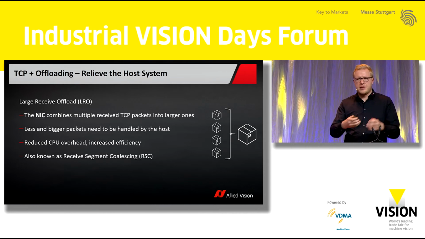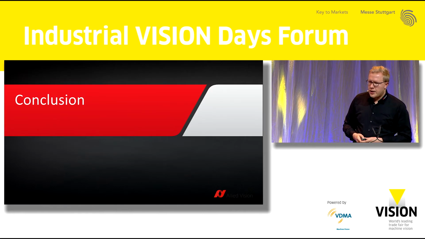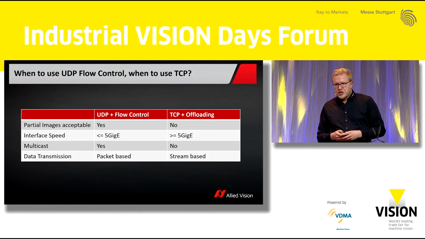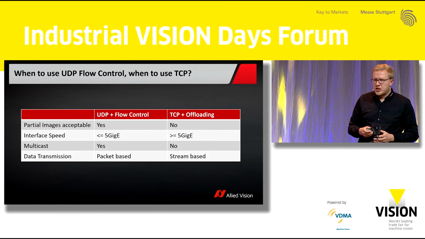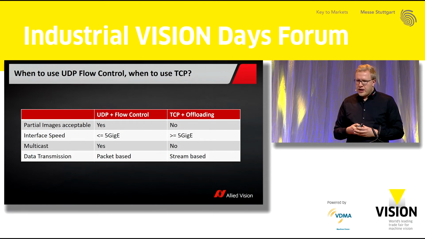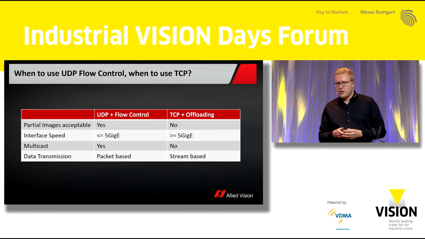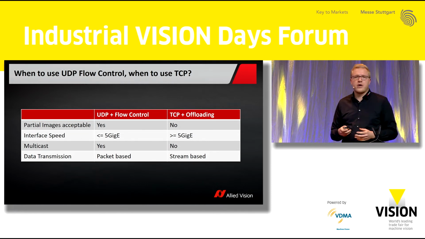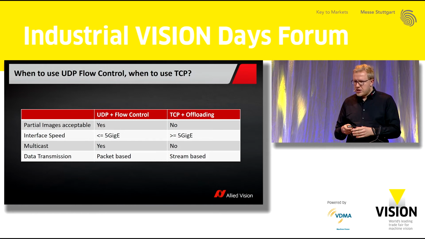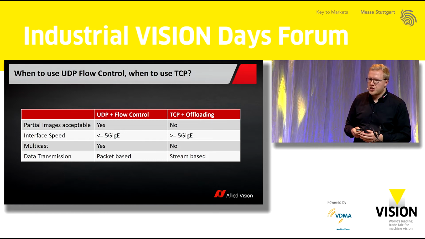So maybe to give a little bit of a conclusion on when to use UDP with flow control and when to use TCP and offloading. If partial images are acceptable, so if corrupted images are not that much of a problem for you, then UDP and flow control can be the better solution, and TCP and offloading might be the worse solution.